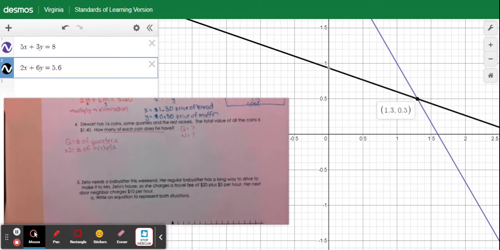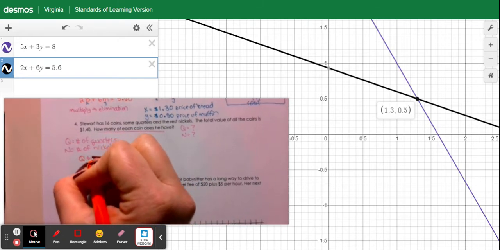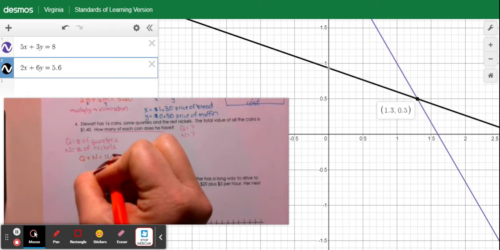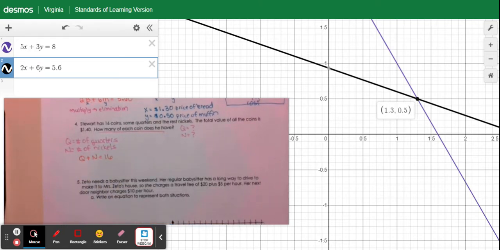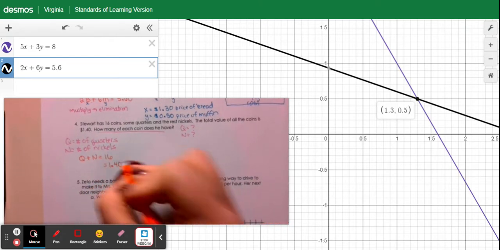What equation can I use first? I know that he has 16 total coins. So it looks like if I take his quarters and I add together the nickels, Stuart will have 16 coins. I also know that if you take the value of all of them, they'll equal $1.40.